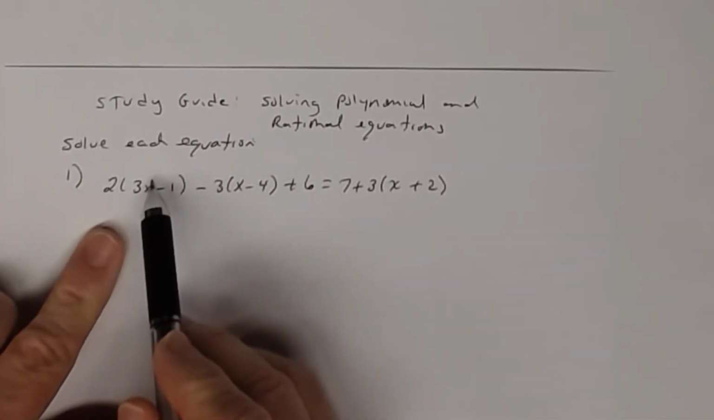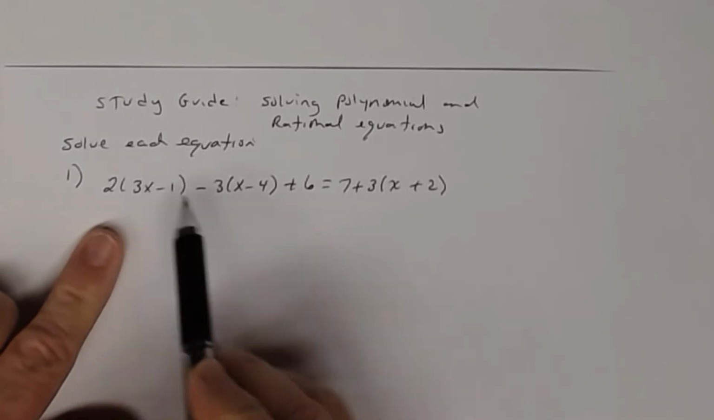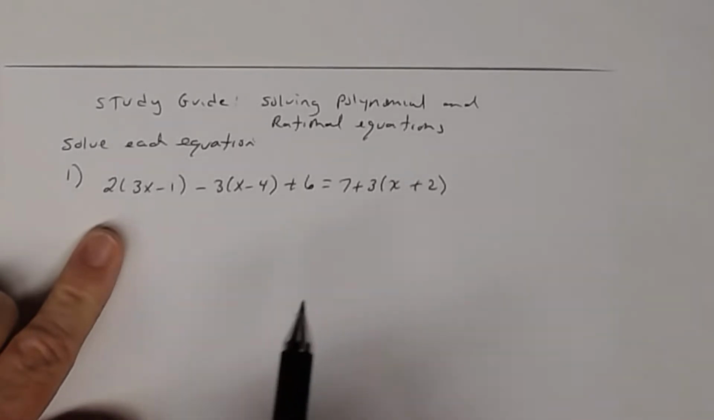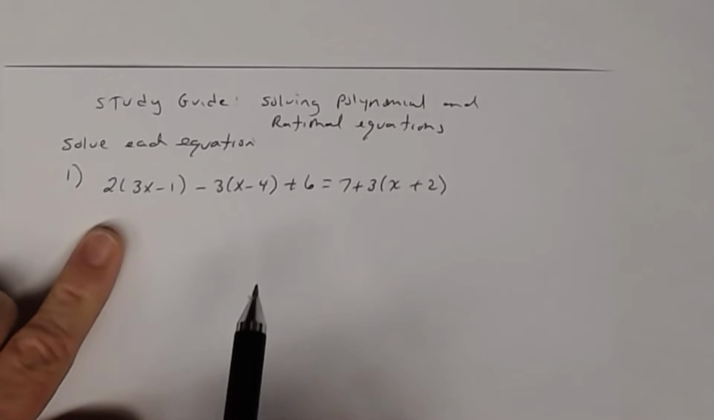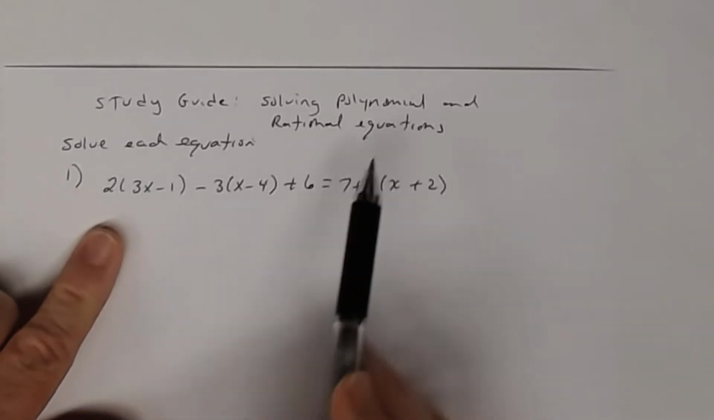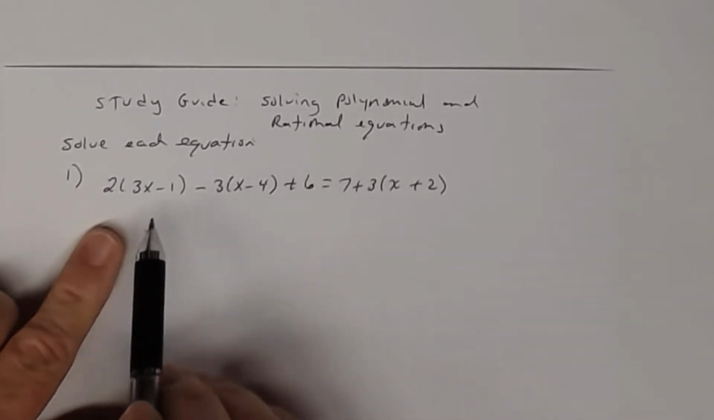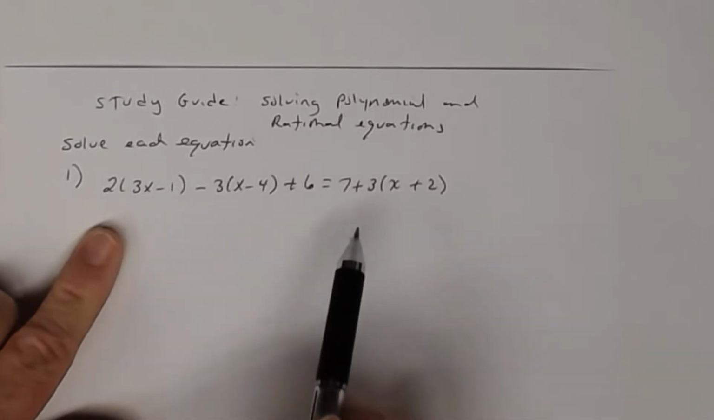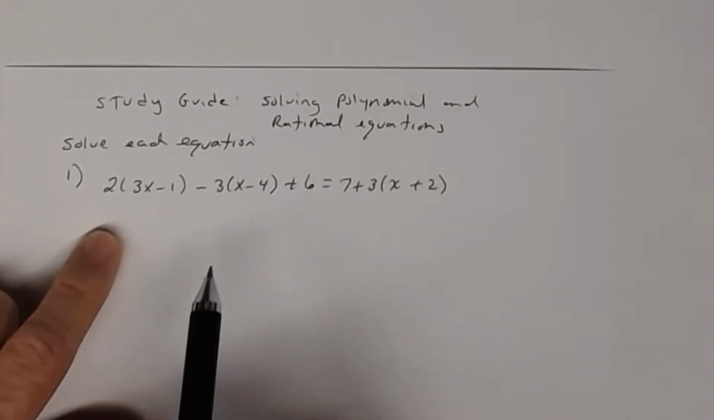If you look at all the exponents of the variables, you'll see x to the first, x to the first, x to the first, and so on. So that's a linear equation. It is considered a polynomial equation, but in this case, this polynomial equation is a linear equation.